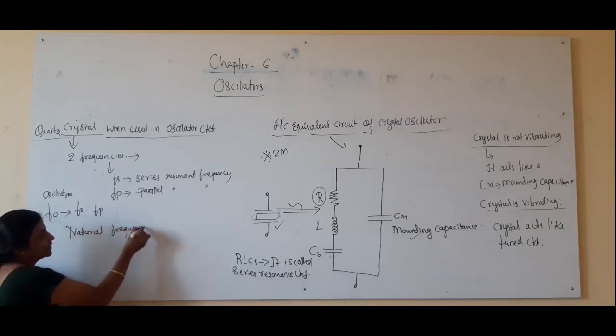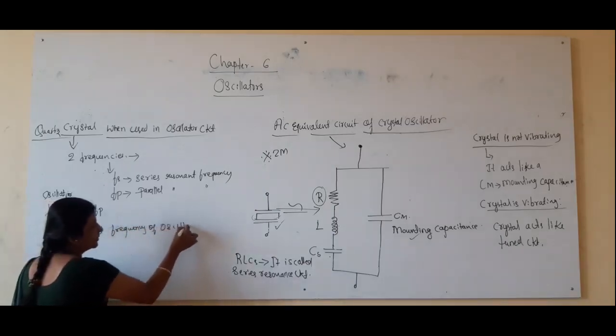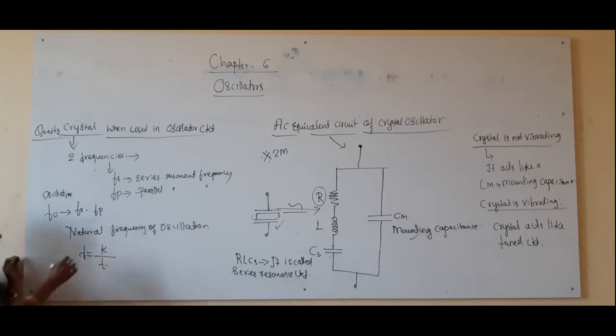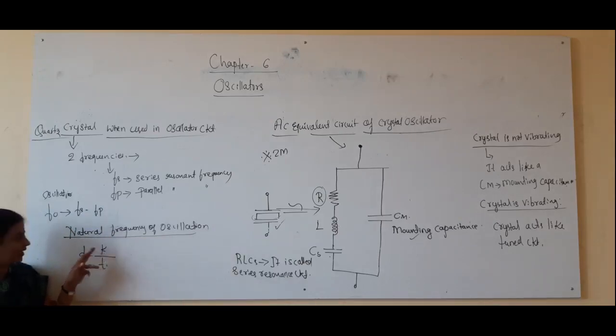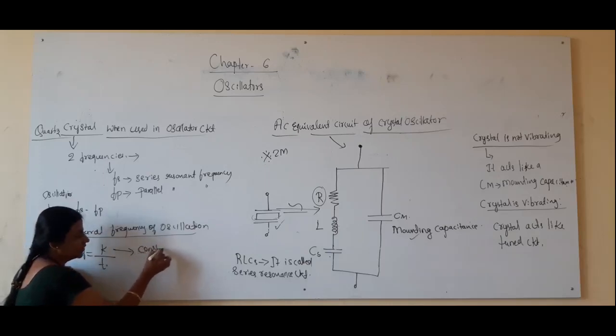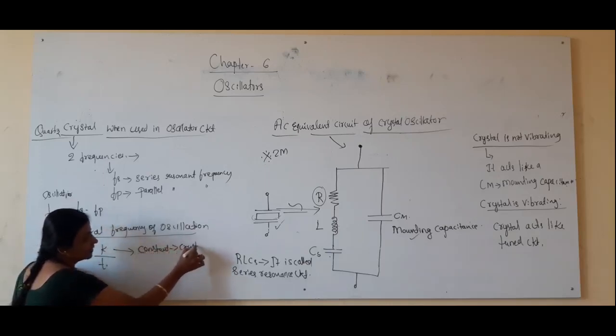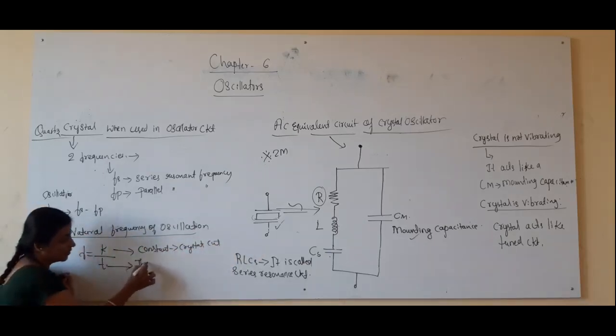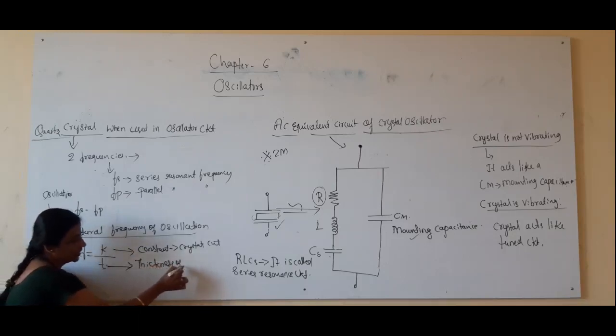Natural frequency of oscillation, and that frequency is given as f is equal to k divided by t. So the natural frequency of oscillation of a quartz crystal is given as f is equal to k divided by t, where k represents the constant of the crystal, a constant which depends on the crystal cut, how it is going to be cut. And T represents the thickness of the crystal itself.